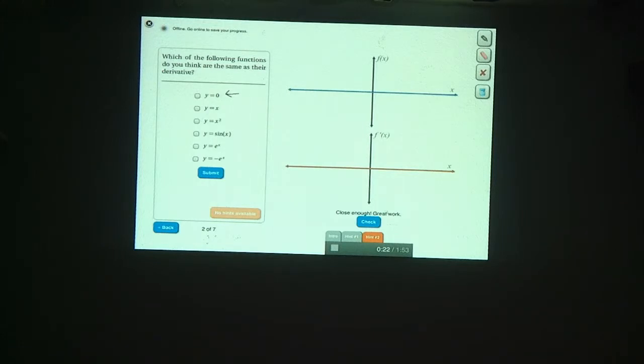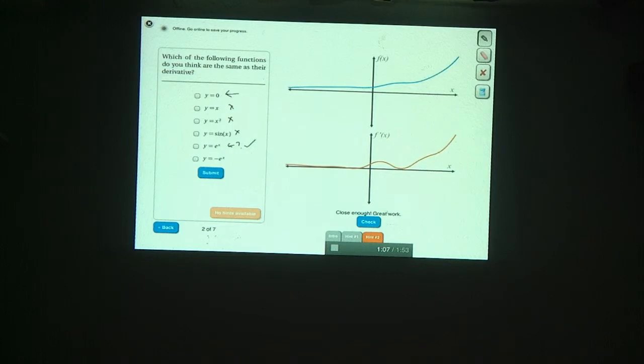Now, what about the other ones? Well, we already said that these don't have the same derivative as the original function. What about e to the x? Well, let's try graphing e to the x. It looks something like this. It gets bigger and bigger, and it gets bigger and bigger at a faster rate. That's sort of what e to the x looks like, and you see that f prime might look very similar. In fact, if you get rid of some of the kinks here, we'll see that f prime looks almost exactly like f. So e to the x might have the same derivative as itself. That's possible.